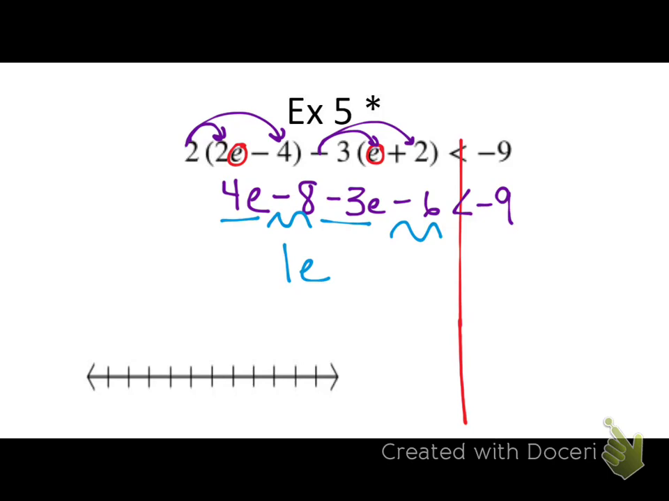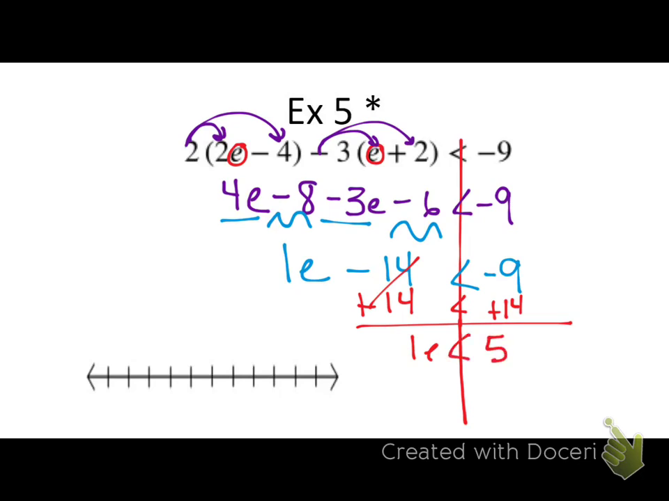Negative 14. So 1e minus 14 is less than negative 9. Okay, then what's the next step I'm going to do here? Yeah, I'm going to add 14 to both sides, that's right. So 1e is going to equal what? Or excuse me, 1e is less than 5.